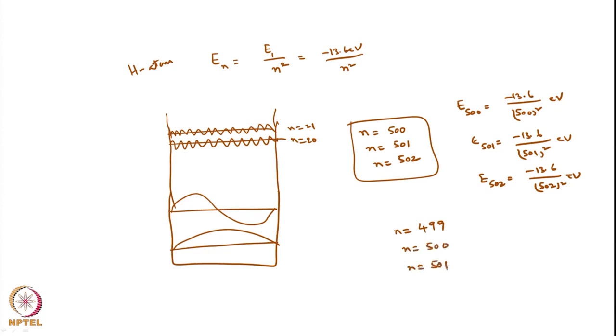If you take three states, one can describe the state by the average wave function, which will look like psi 500 approximately. It will not change too much with respect to 500 if you go down by 1 to 499 or up by 1 to 501. And the energy also will remain more or less constant.